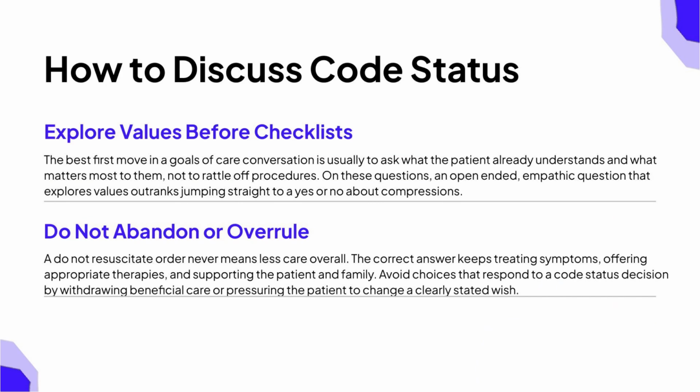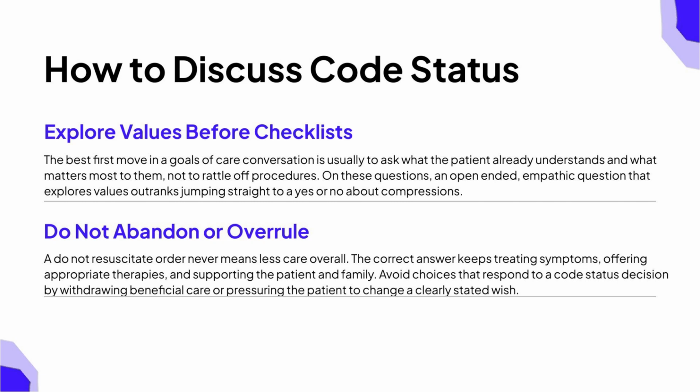Let us talk about how these questions frame code status conversations, because the communication answer is often the one being tested. First, explore values before checklists. When a stem asks what you should do or say next in a goals of care discussion, the best answer is usually to ask the patient what they already understand and what matters most to them, rather than immediately asking a blunt yes or no about chest compressions. An open-ended, empathic question that draws out the patient's values almost always beats jumping straight to the procedures.